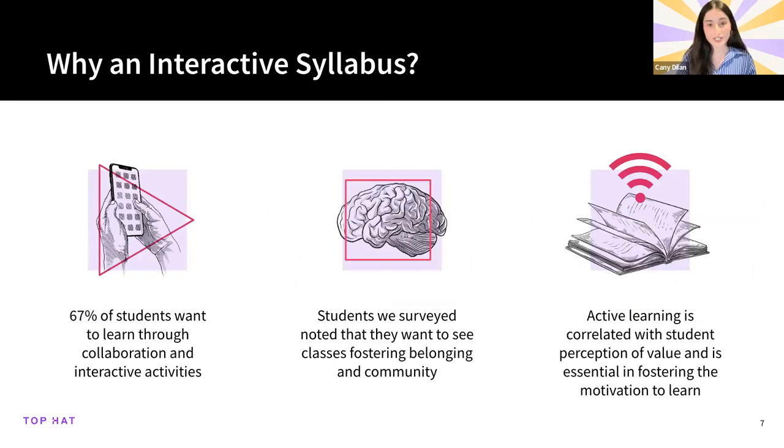So how do we know that an interactive syllabus holds power? We surveyed students and found that nearly 70% of them wanted to learn through collaboration and interactive activities. They noted that they wanted to see their classes and professors foster a sense of belonging and community. And I can imagine that's especially the case after 2 years learning remote. We additionally found that active learning is directly correlated with student perception of value and is essential in fostering the motivation to learn. So in other words, we want to break away from the monotony of a traditional syllabus and give students the opportunity to participate in their learning.